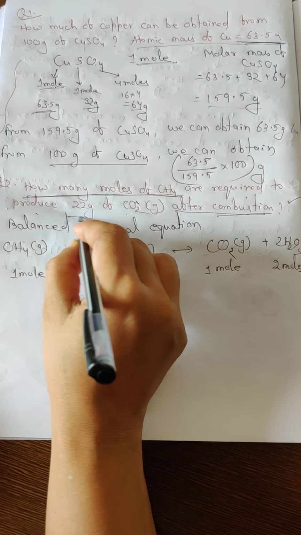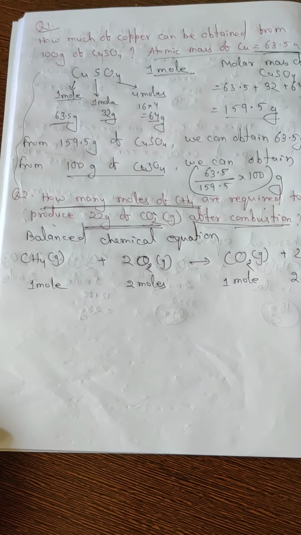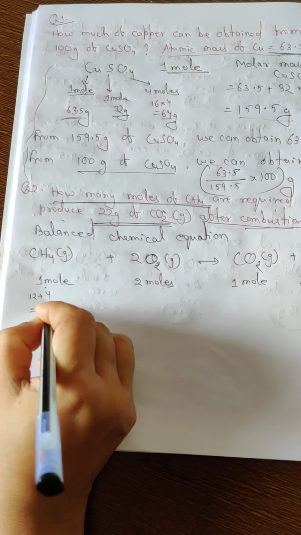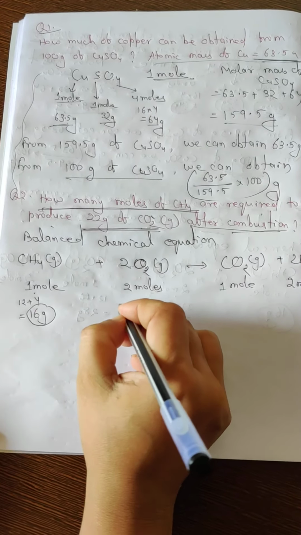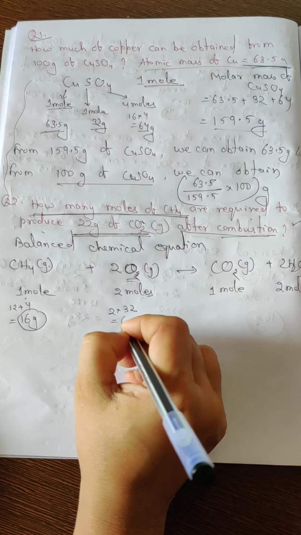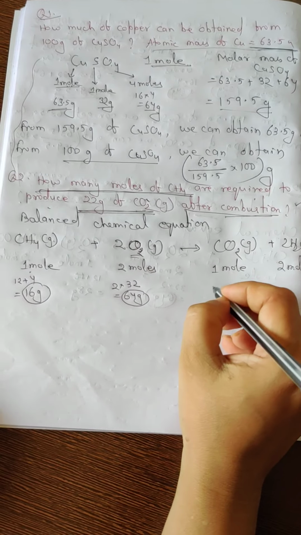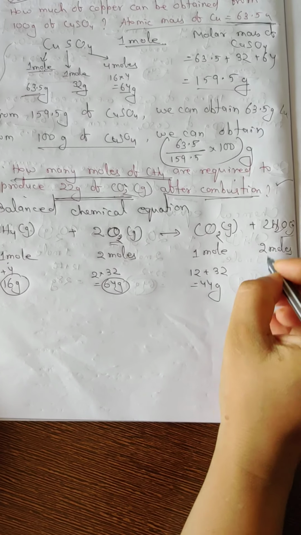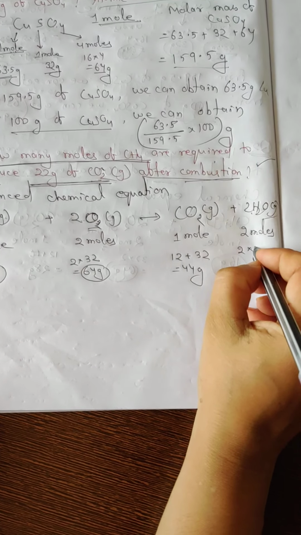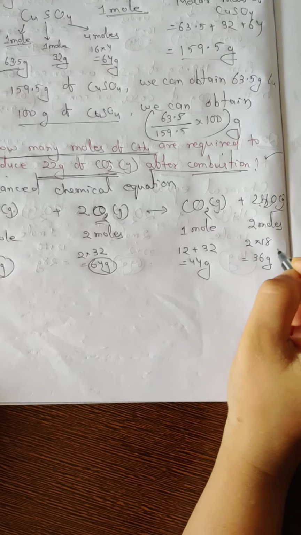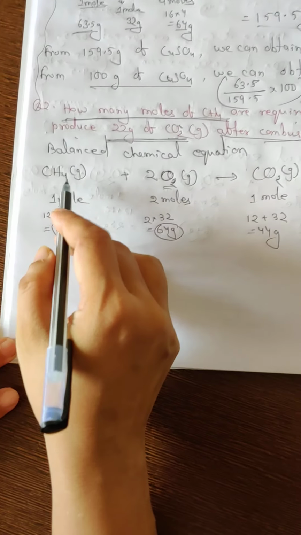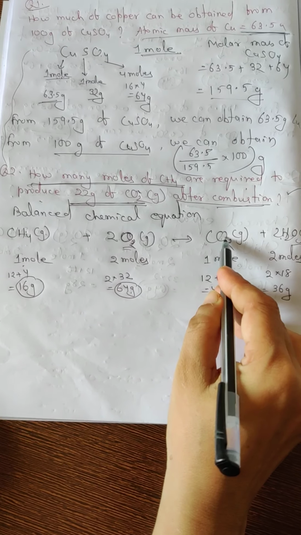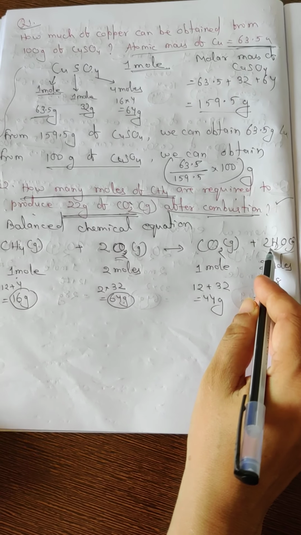Now in terms of mass, 22 gram is given here, right? So in terms of molar mass, you can write down 1 mole of methane, this is your 12 plus 4, that is equal to 16 gram. 2 into 32, that is equal to 64 gram of oxygen. And here 12 plus oxygen 32, that is equal to 44 gram. And here 2 moles of water, 2 into 18, that is equal to 36 gram. So see here children, 16 gram of methane reacts with 64 gram of oxygen to give you 44 gram of carbon dioxide and 36 gram of water.